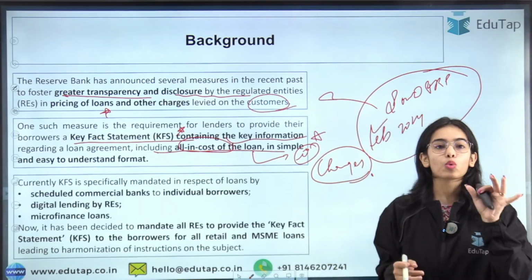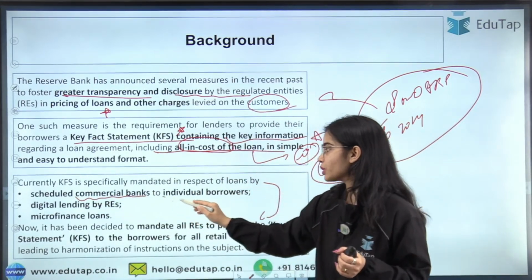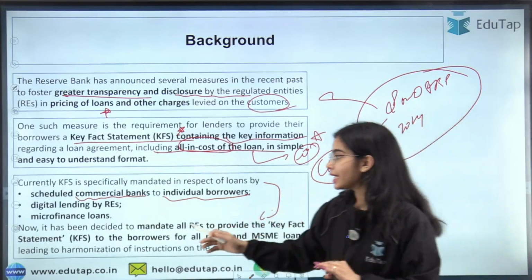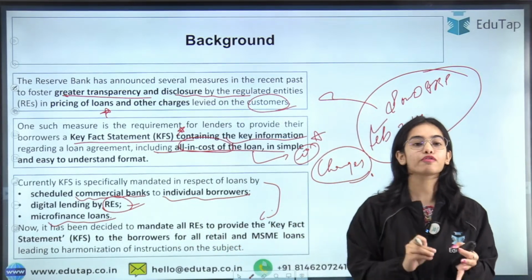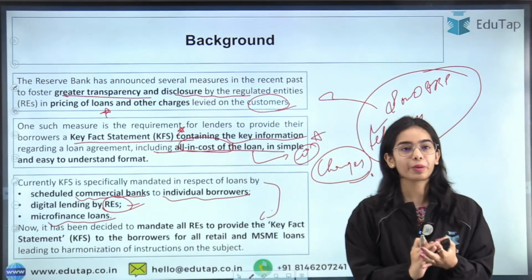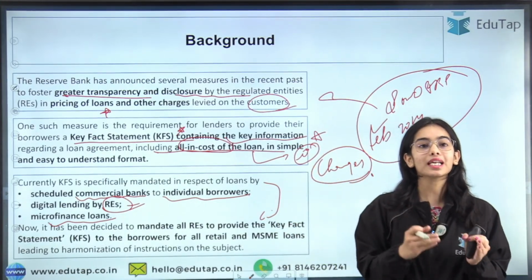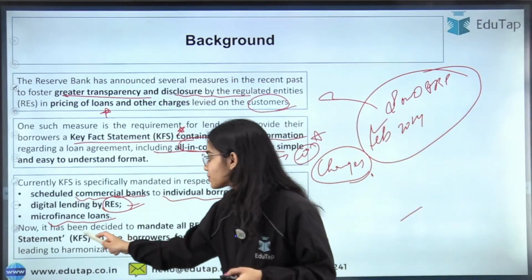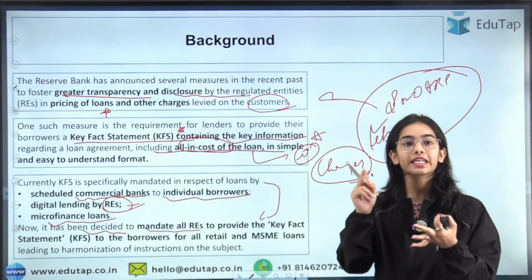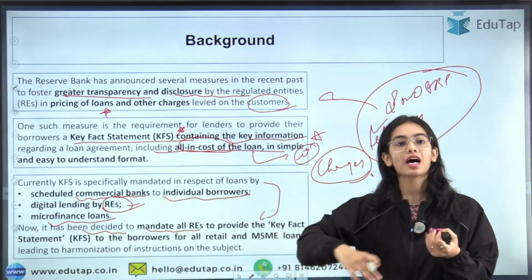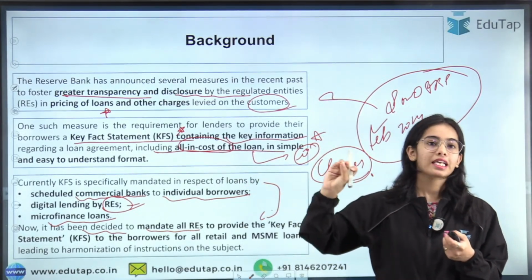But this was only for some of the loans, that is the loans provided by the scheduled commercial banks to individual borrowers, the digital lending by the regulated entities, as well as microfinance loans. Only for these kinds of loans were key fact statements being provided. What about the other retail loans and the other MSME loans? So now it has been decided to mandate all the regulated entities, let it be the NBFCs, the different kinds of commercial banks, or the urban cooperative banks, the primary urban cooperative banks, the state cooperative banks and such.